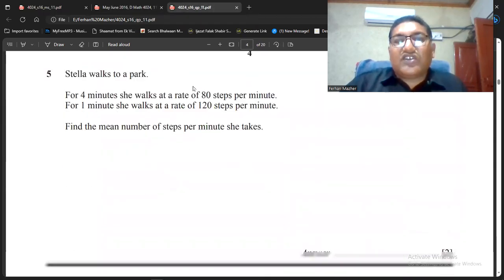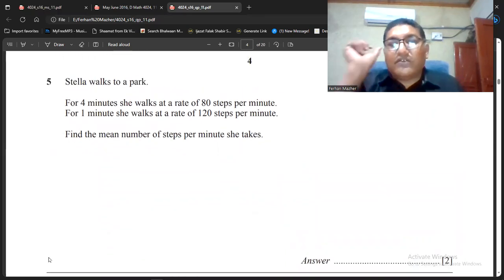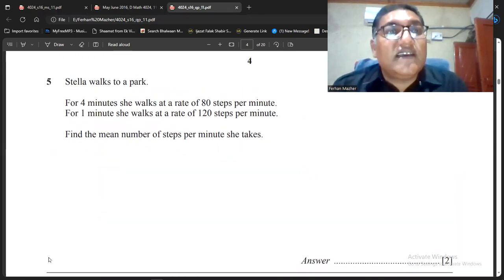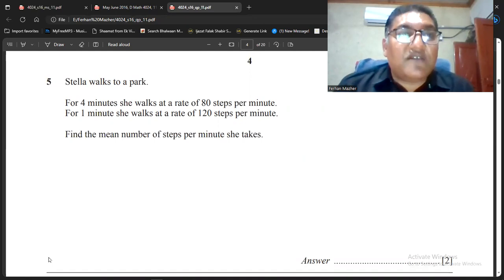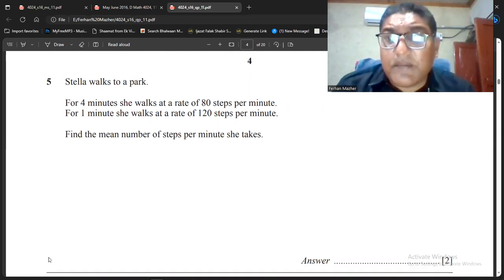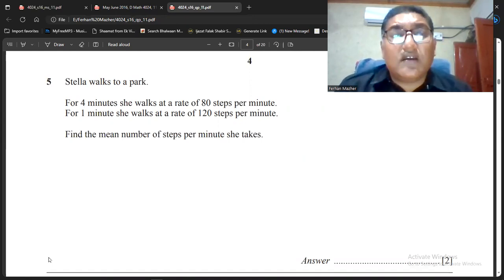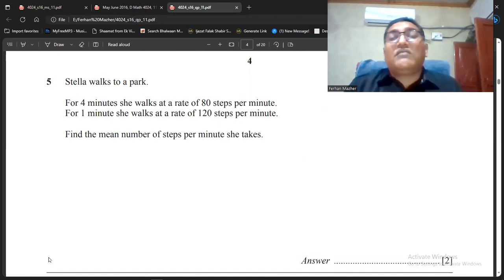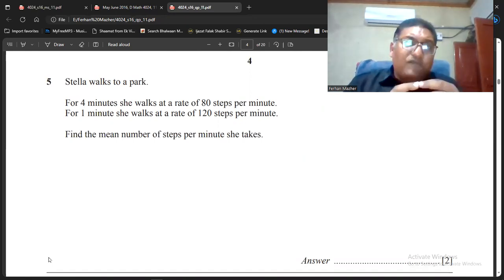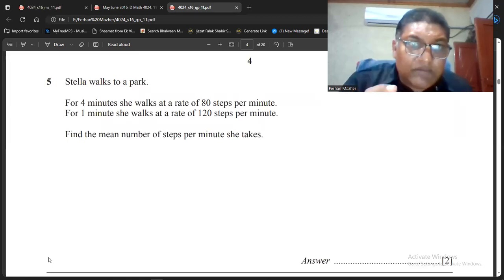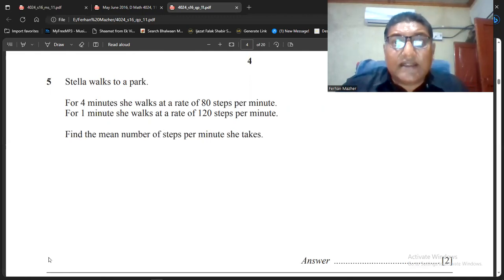And the next question coming up on your screen is question number 5. It's a 2 marks question. Stella walks to a park for 4 minutes. She walks at a rate of 80 steps per minute. For 1 minute, she walks at a rate of 120 steps per minute. Find the mean number of steps per minute she takes. So we have to find out the total number of steps, and we have to find out the total time taken. And then we will divide the total number of steps by the total time taken. That will be the number of steps per minute.